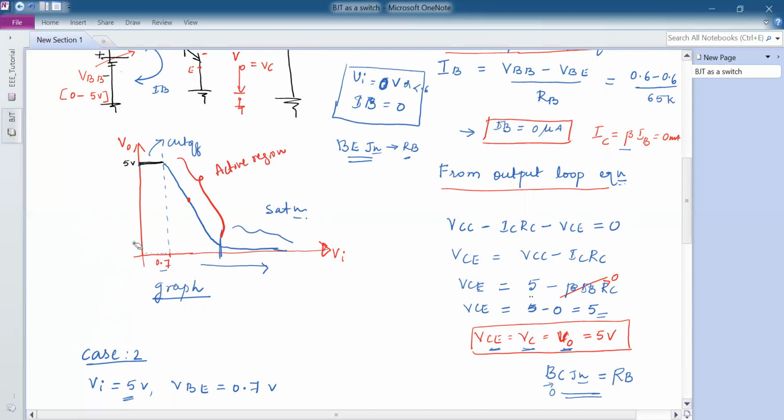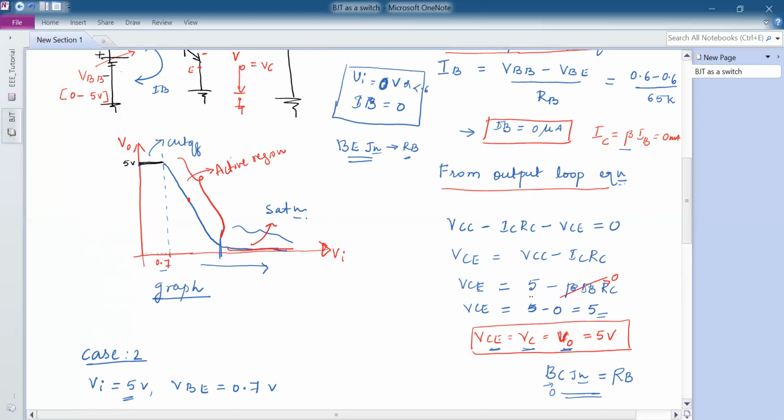So now, if you look at this graph, the cutoff is having a voltage of 5 volts, whereas current is 0. And if you look at the saturation, the current is maximum, whereas the output voltage is minimum. Here, if you see, the output voltage is varying very slowly, at the minimum. So this region, we call it saturation.